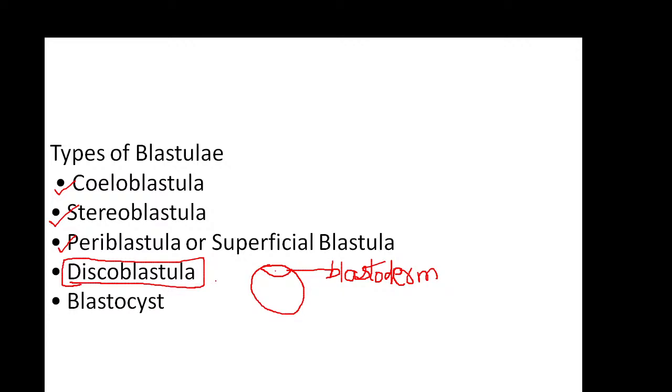Discoblastula form ചെയ്യുന്നത് macrolethal egg അല്ലെങ്കിൽ strongly telolethal eggs. Example, birds and reptiles. And a cavity is formed. For blastodermല് ഇങ്ങനെ കുറെ divisions നടക്കും. Lot many divisions are taking place. ഇതിനെയാണ് discoblastula എന്ന് പറയുന്നത്. Then as a result of this division, a cavity is formed. ഇങ്ങനെയാണ് division start ചെയ്യുന്നത്. This is how the division starts, and as the division progresses, a cavity is formed inside the blastoderm, and that is known as subgerminal cavity.